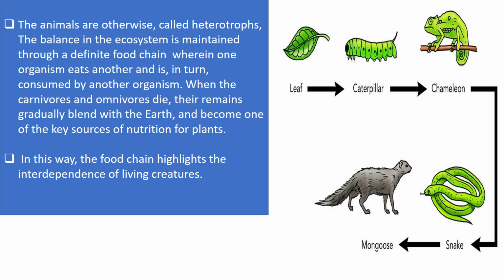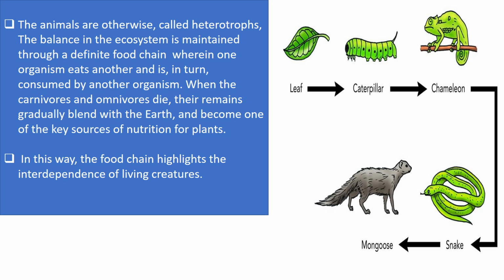When the carnivorous and omnivorous animals die, their remains gradually blend with the earth and become one of the key sources of nutrition for plants. Here, you have heard about carnivorous, omnivorous and herbivorous. Herbivorous means plant eating animals. Carnivorous means flesh eating animals, and omnivorous, the best example is us.